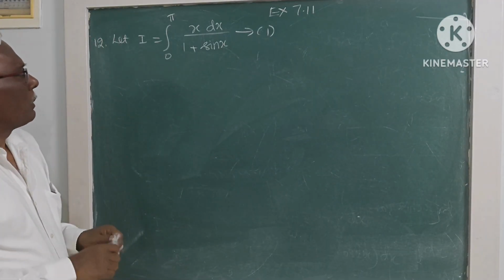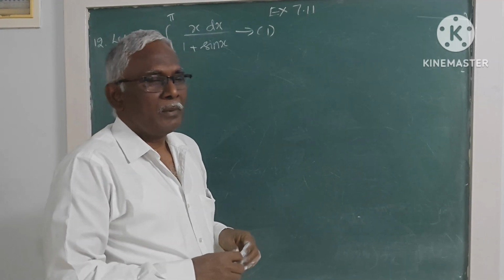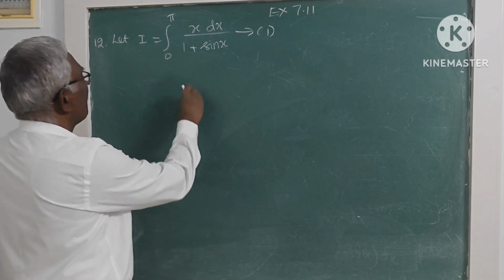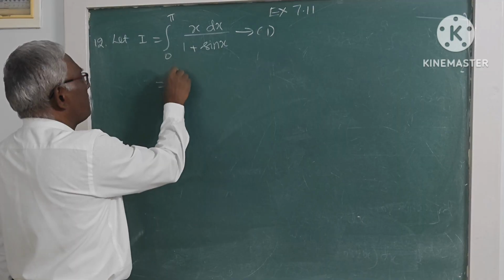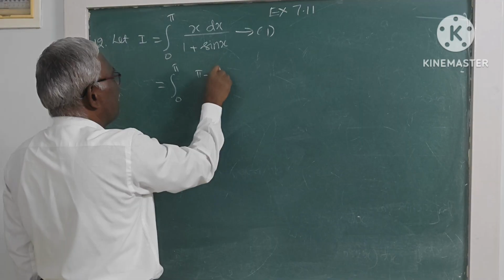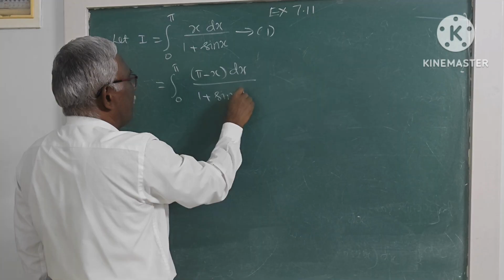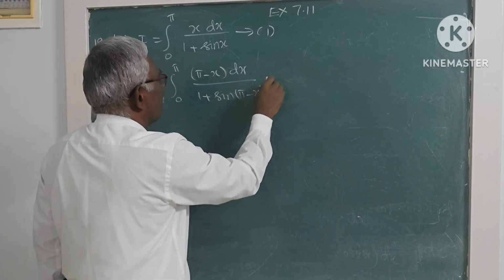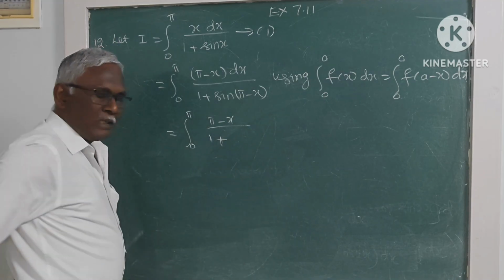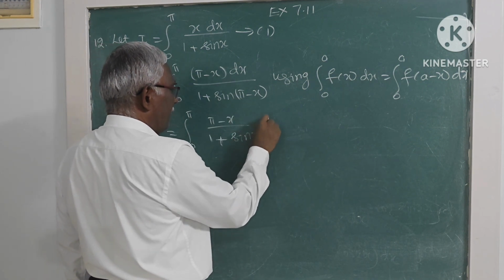This is an interesting problem. Again we will be using the property integral 0 to a f of x dx is equal to integral 0 to a f of a minus x dx. So when you use that, 0 to pi, replace x by pi minus x, dx by 1 plus sin of pi minus x. Using pi minus x, by 1 plus sin of 180 minus theta is sin theta itself. So this is sin x itself, dx.